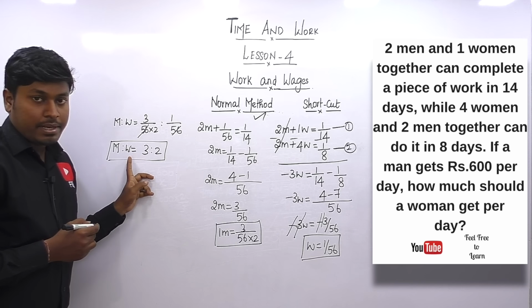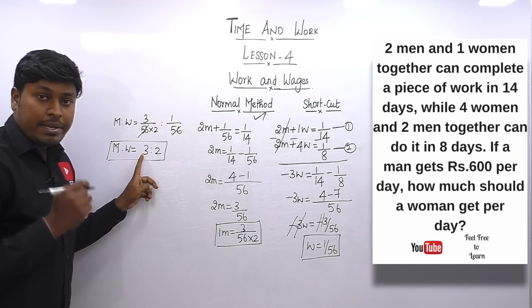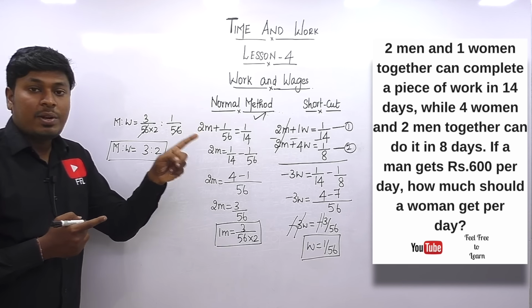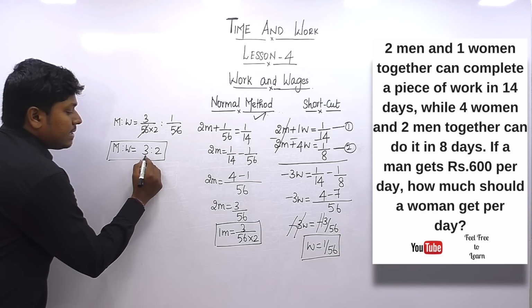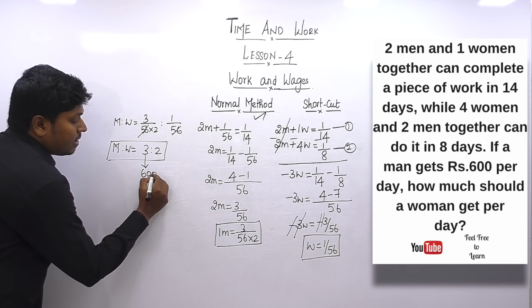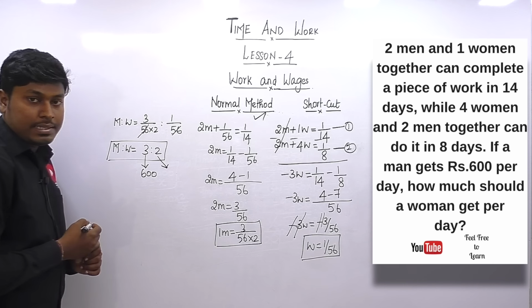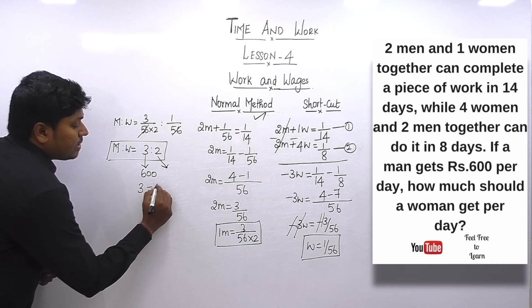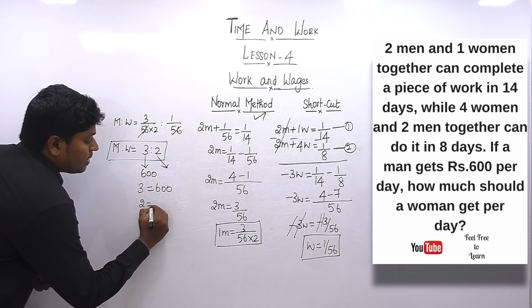And we know that 3 parts done by 1 man, where he is getting a salary of 600 per day. So we can say that this 3 parts is 600. So our target is to find what is 2 parts of work. So we can say 3 parts is equal to 600, then 2 parts is equal to x.